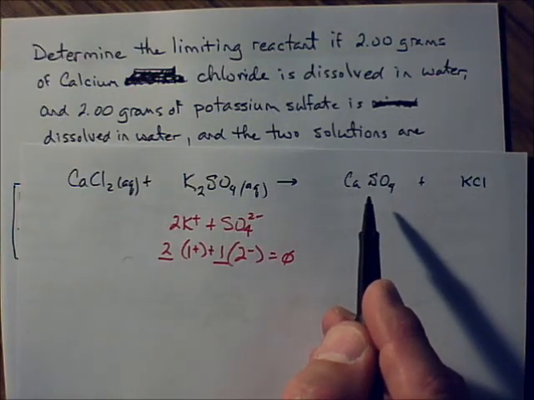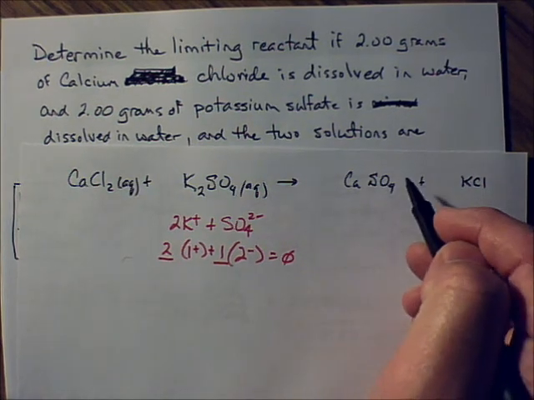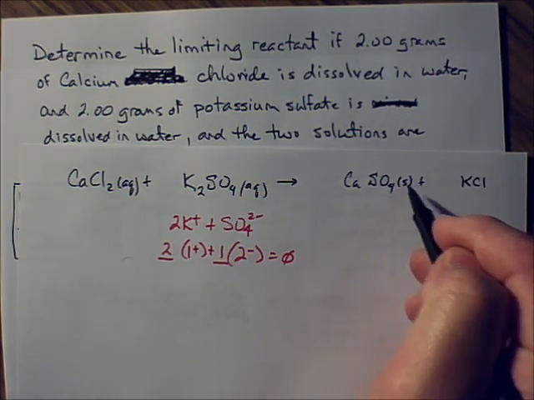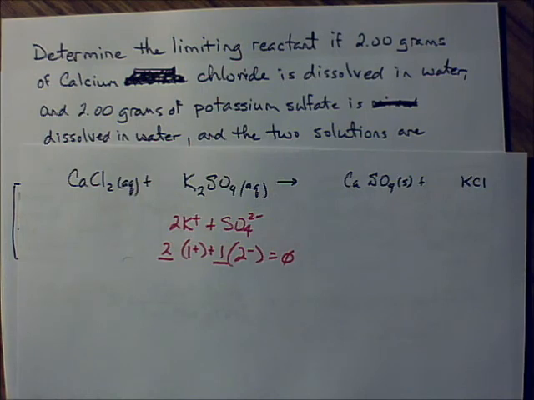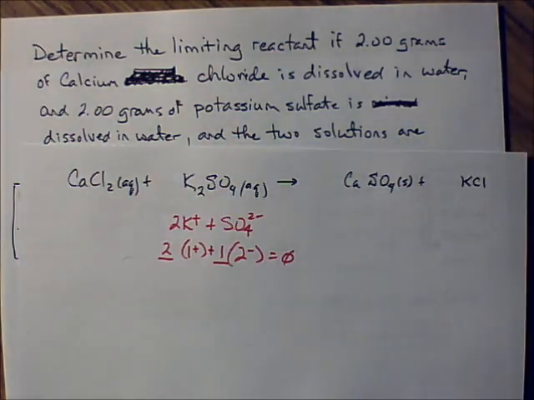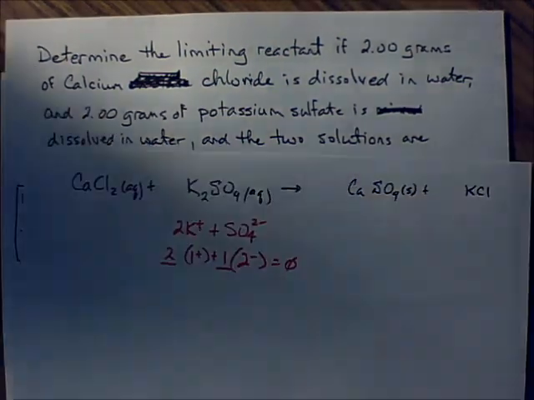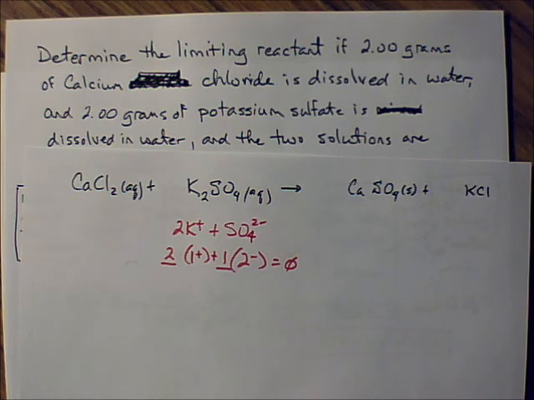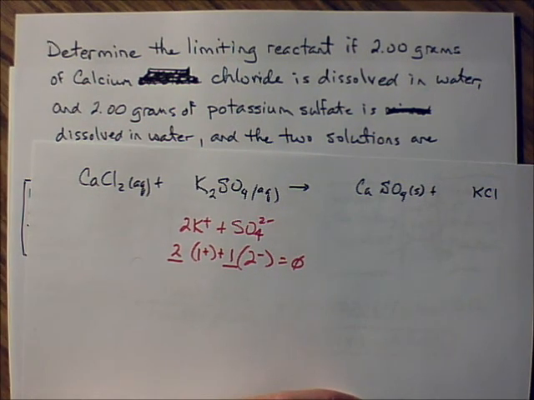So what is this going to be then? Solid, because calcium sulfate is one of the exceptions. Most sulfates would be soluble, but not calcium sulfate. That's what the exceptions mean. Okay? How about potassium chloride? What's it going to be? How do you know? Because it says, except bromide and iodine. For what?